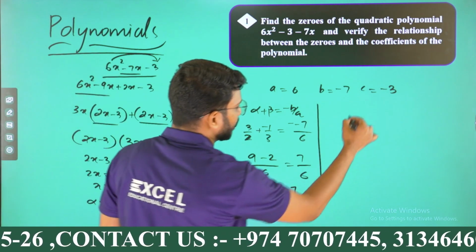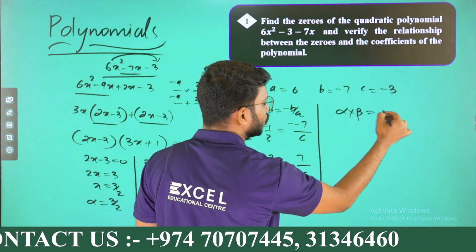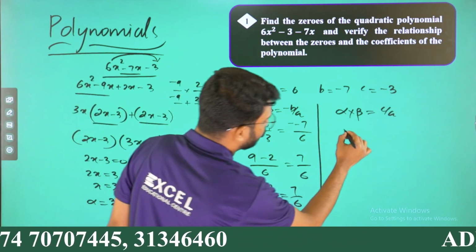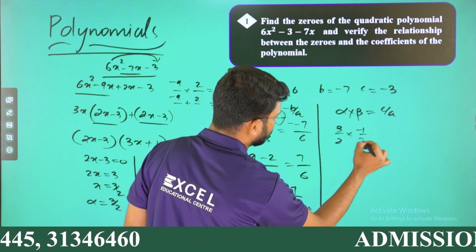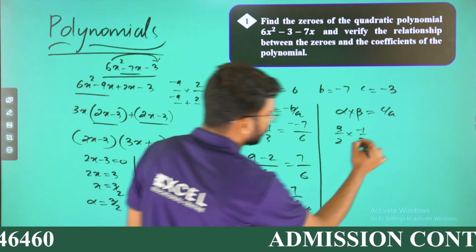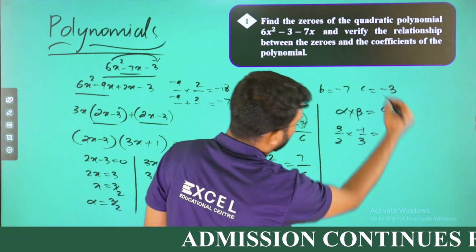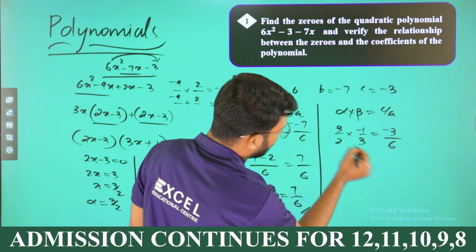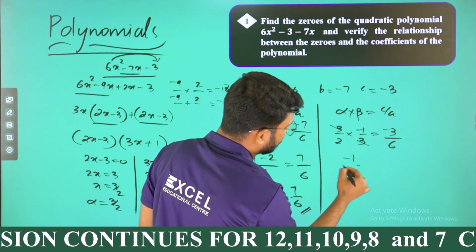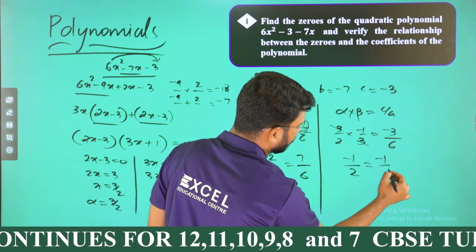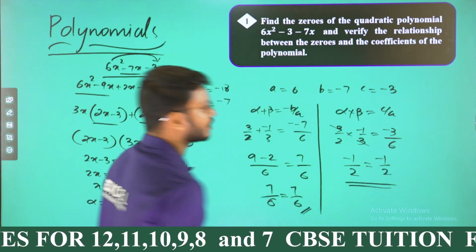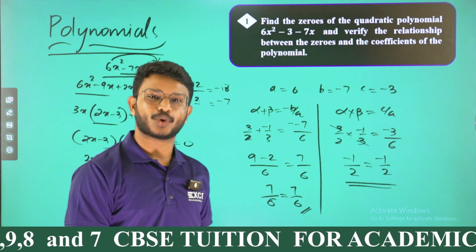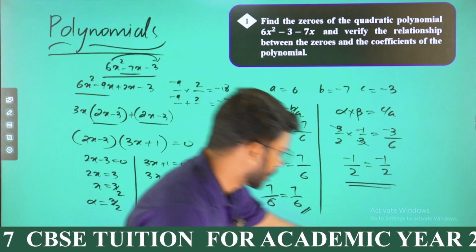Then the next one, we have to verify alpha into beta is equal to C by A. So alpha into beta means 3 by 2 into negative 1 by 3, right? Negative 1 by 3 equal to C by A. C is equal to minus 3 and A is equal to 6. So here we can easily cancel these 3's. So negative 1 by 2 is equal to negative 1 by 2. Yes. So which is also verified. Hence verified. The first question is over. Very easy question. So let's move to our next question.